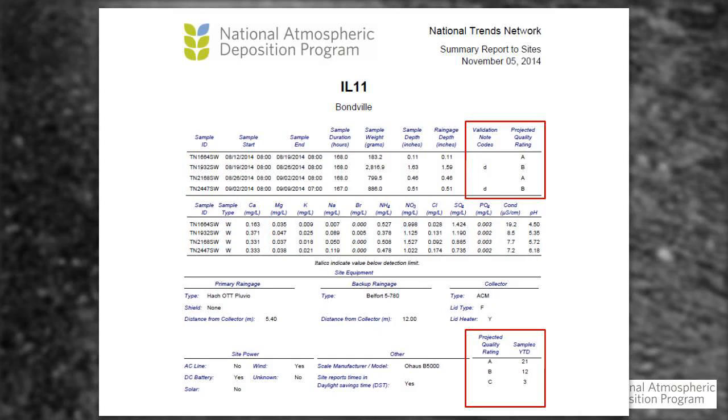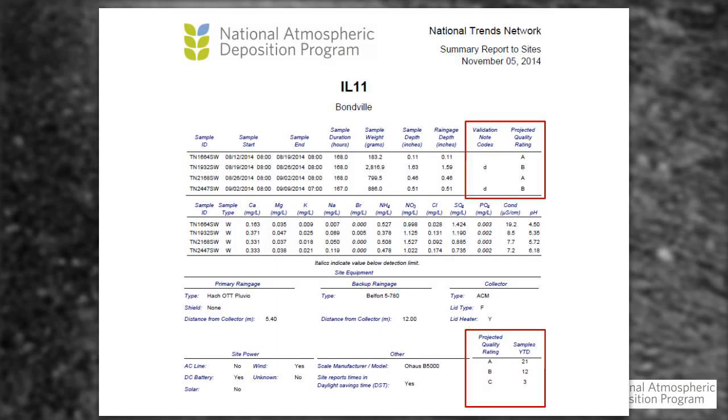There's two bits of information here highlighted. First of all, this is just the sample dates and times and the preliminary chemistry that we receive. But the red box at the top notes some validation notes codes and quality ratings codes. And that's something that the program as a whole has moved to give you some idea of the quality of the final data. A quality data, that is data with a quality rating of A, generally has no notable issues. B quality data has some minor issues. And C quality data is data that's termed to be invalid for one or more reasons.